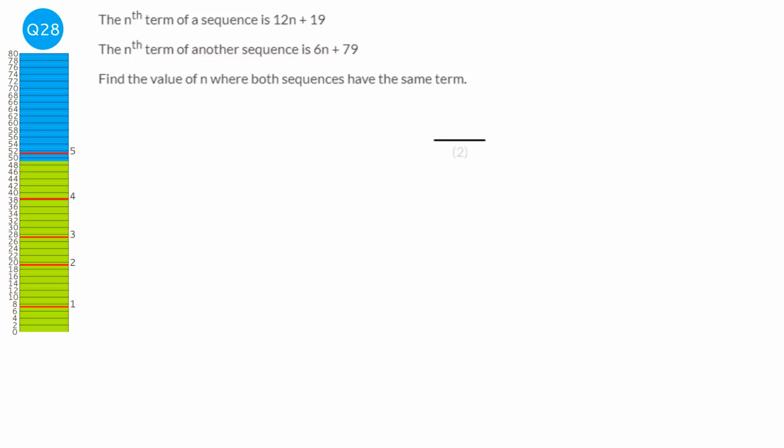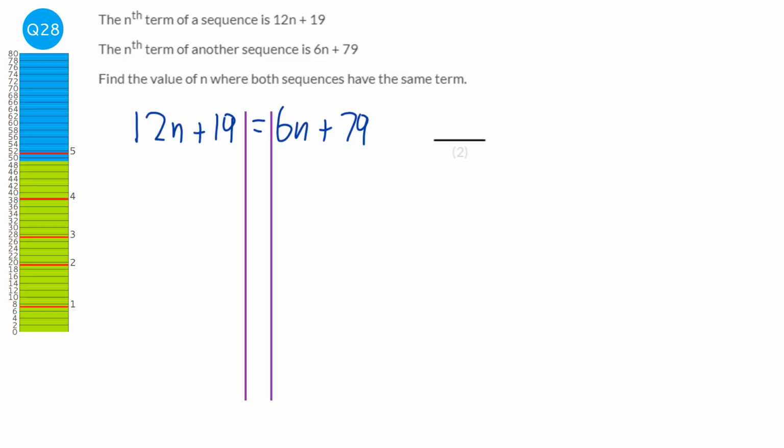So we're asked to find the value of n where both sequences have the same term. So I'm going to start off by equating both nth terms to each other. And then we can find the value of n, which gives the same term. So I draw my lines down. And I'm going to start off by getting rid of the n's from both sides.